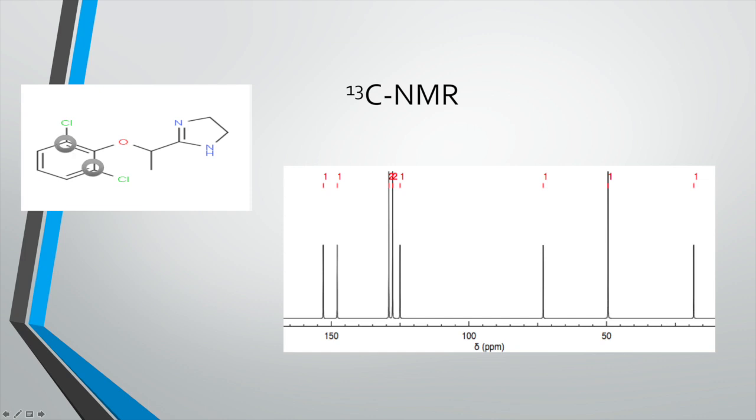The next two chemically equivalent carbons are located at 127.7 ppm. The carbon attached to the oxygen is located at 147.8 ppm. And the carbon located in the ring with the 2 nitrogens is located at 152.9 ppm.